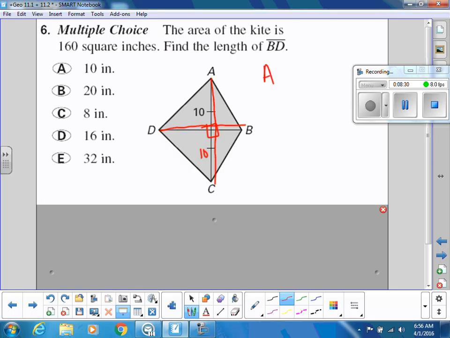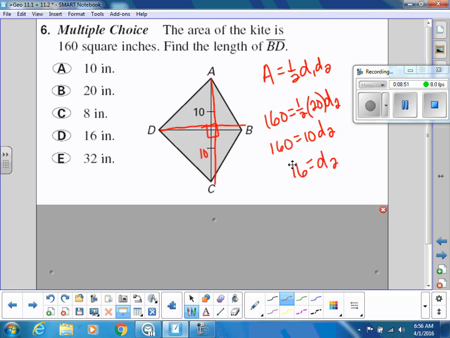So when I'm using my area formula, I'm going to fill in 160 for my area, and then I'm going to fill in 20 for one of the diagonals, and the other diagonal is going to be my BD. So 160 is equal to 10 times d2, divided by 10, so the other diagonal has to be 16. So BD is 16 inches.